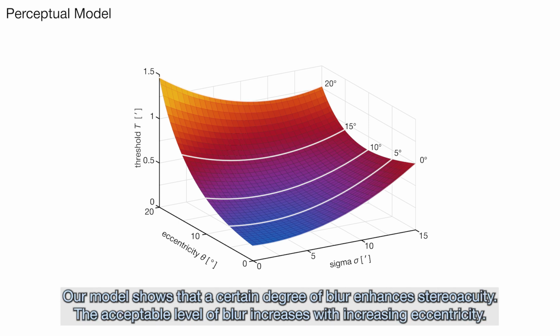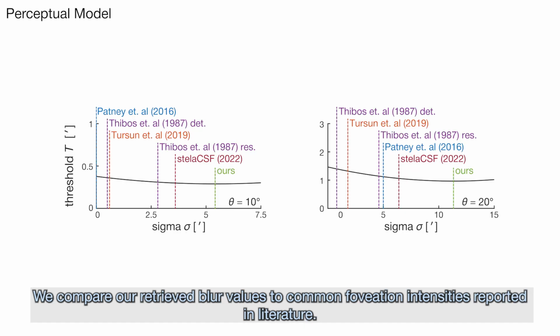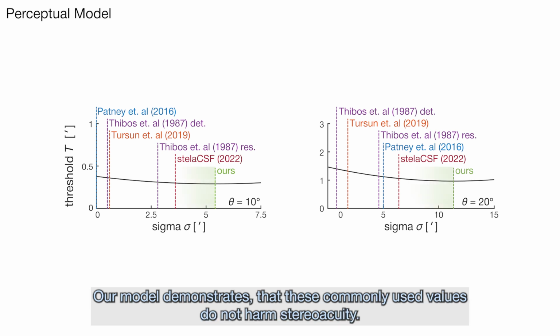Our model shows that a certain degree of blur enhances stereo acuity. The acceptable level of blur increases with increasing eccentricity. We compare our retrieved blur values to common foveation intensities reported in literature. Our model demonstrates that these commonly used values do not harm stereo acuity.